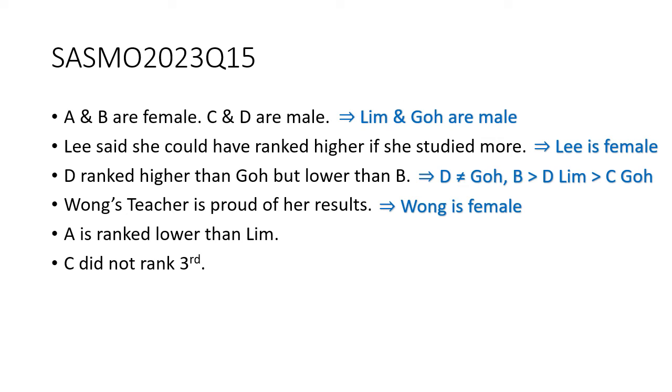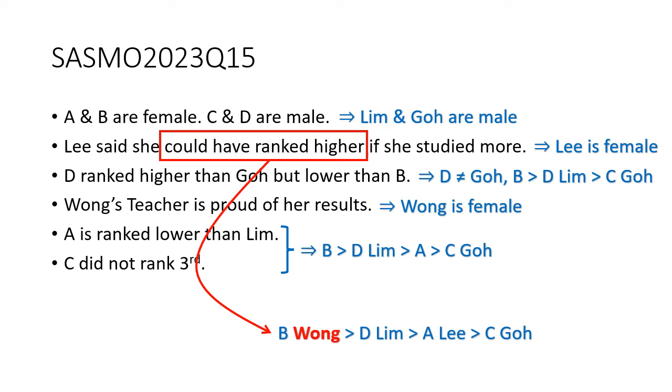So we can make a rank order that student B is better than student D with last name Lim, who is better than student C with last name Goh. Next, we know that A's rank is between Lim and Goh because A is ranked lower than Lim and Goh didn't get 3rd, so Goh has to be pushed down to 4th. Since Lee could have ranked higher, then B cannot be Lee, so B must be Wong. And that's our final answer.